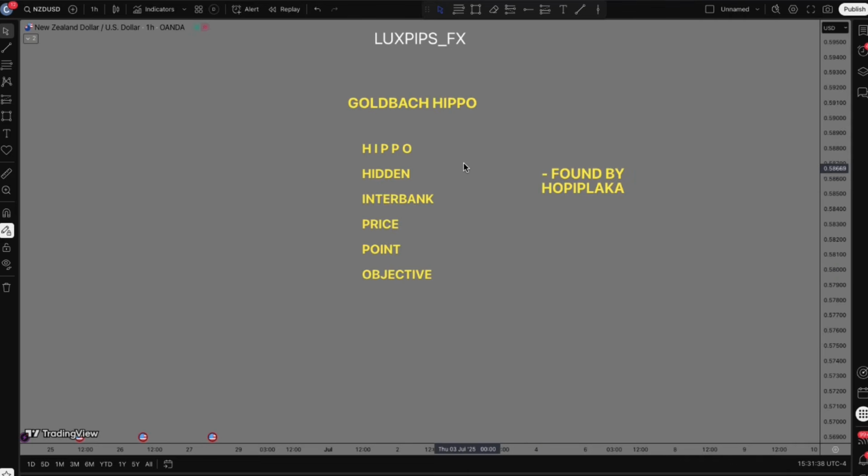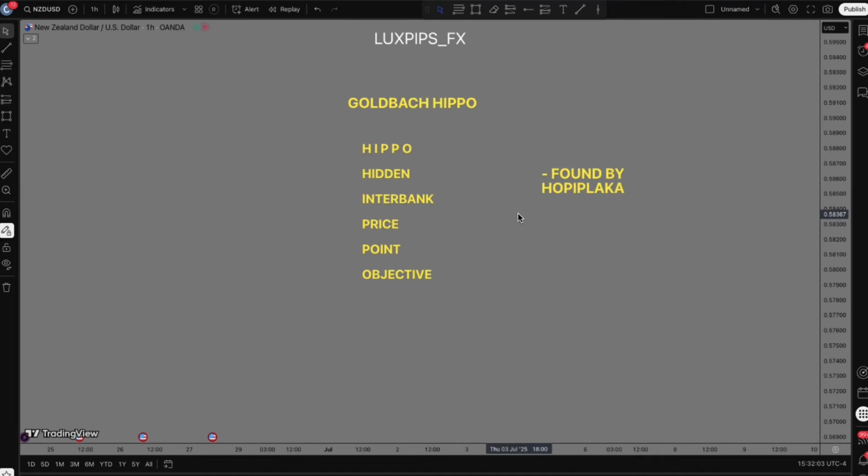I'm going to show you guys a new PD array found by Hopiplaka. Of course, just want to say real quick, Hopiplaka is the creator of Goldbach. He's the one who found this new PD array and wrote it in his book, which I'm going to link to in the description below.